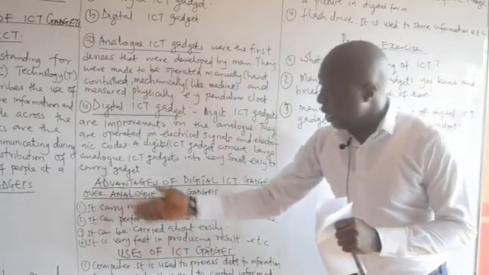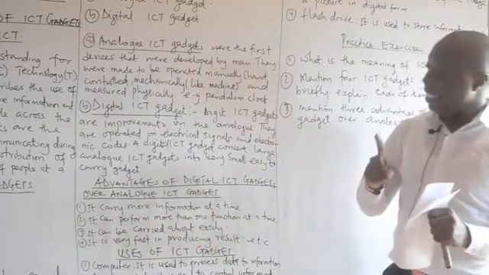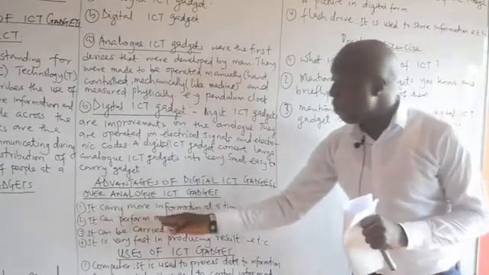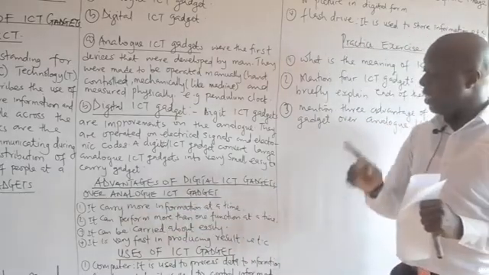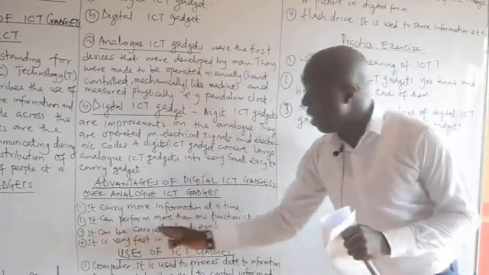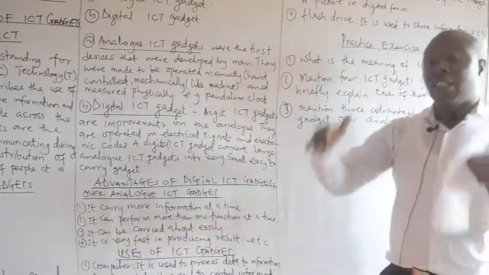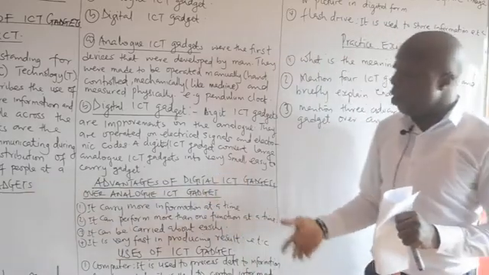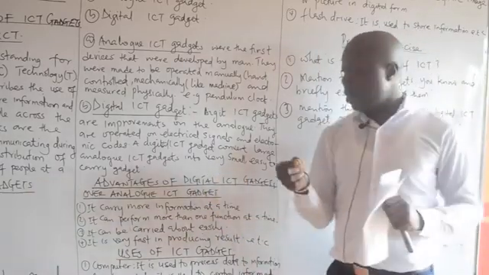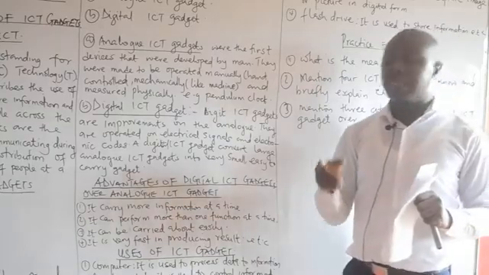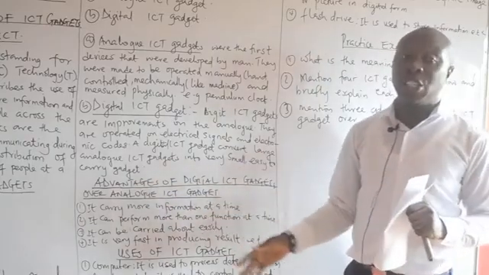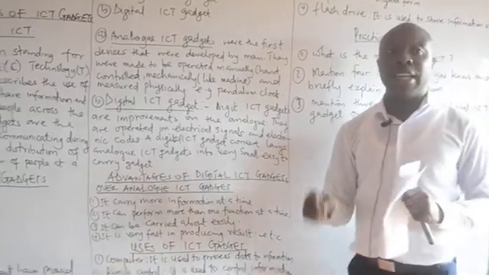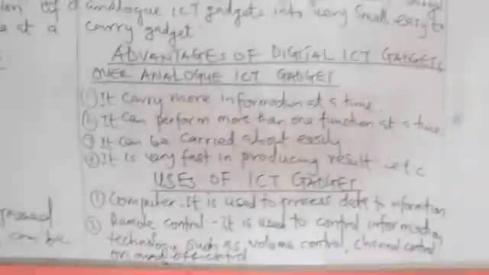Let me go through it again. The advantages: one, it carries more information at a time. Two, it can perform more than one operating function at a time. Three, it can be carried about easily. That is, it's not that heavy. You can carry it from one point to another. And four, it is very fast in producing results. These are some of the advantages of the digital ICT gadgets over the analog ICT gadgets.